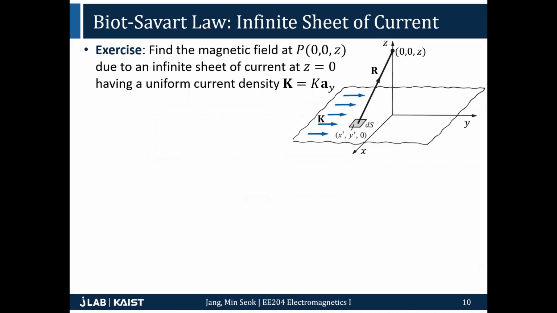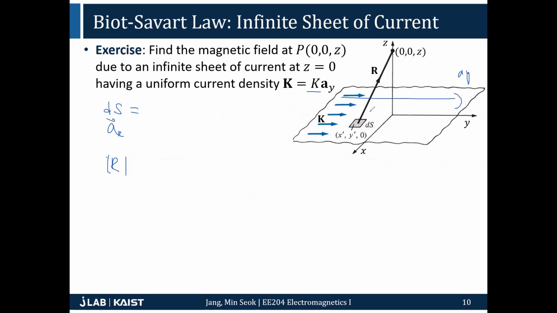Okay, so here we have a final example of the Biot-Savart law. The question is to find the magnetic field at point P, position (0, 0, z), due to an infinite sheet of current. Here the current is flowing in the a_y direction, and the current density is K. And here we also just try to find dS, a_R, and R. Let's just do it.